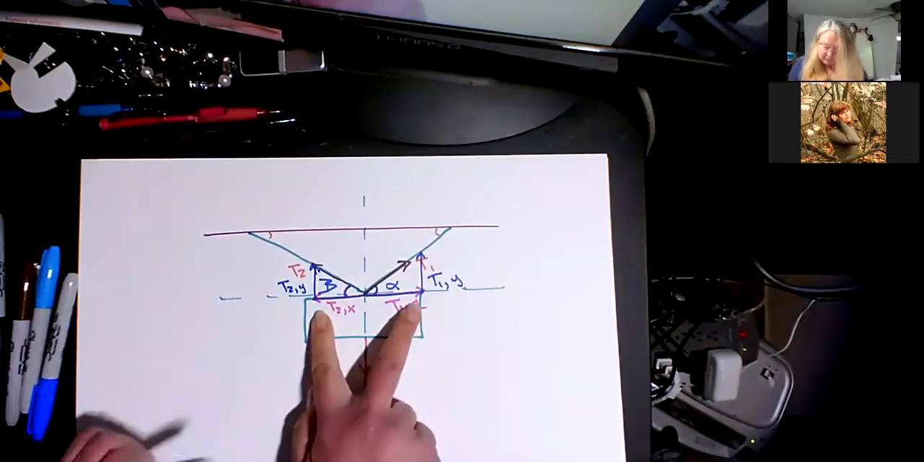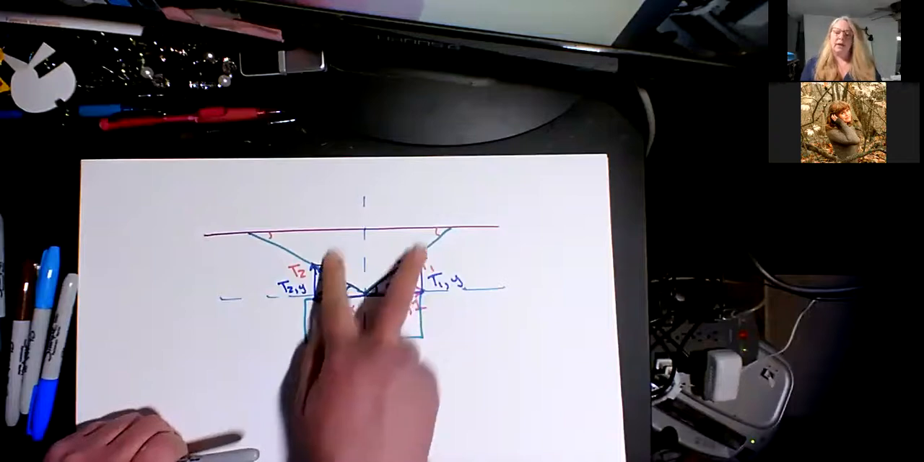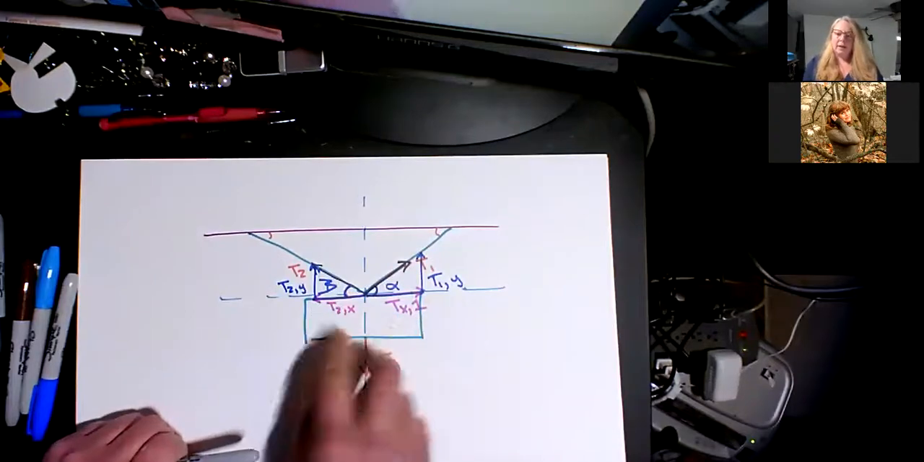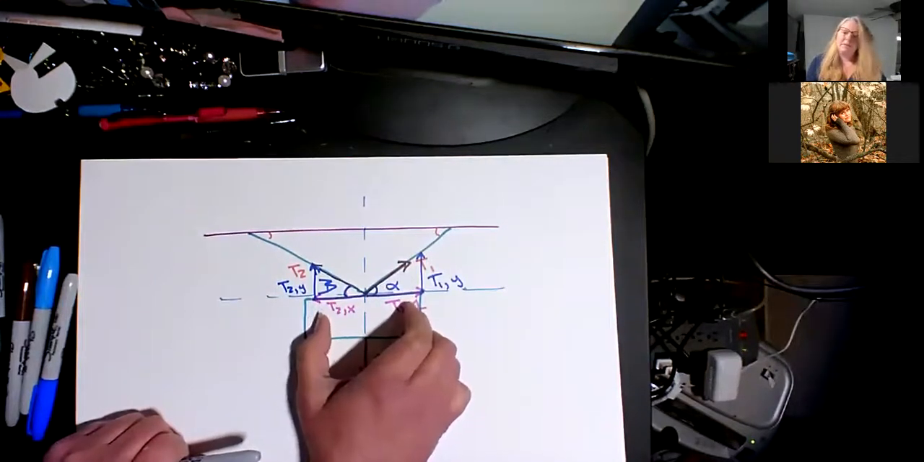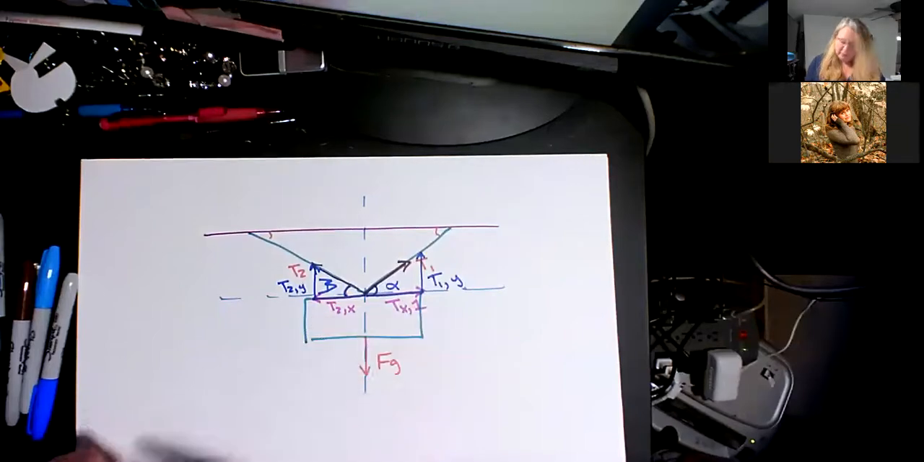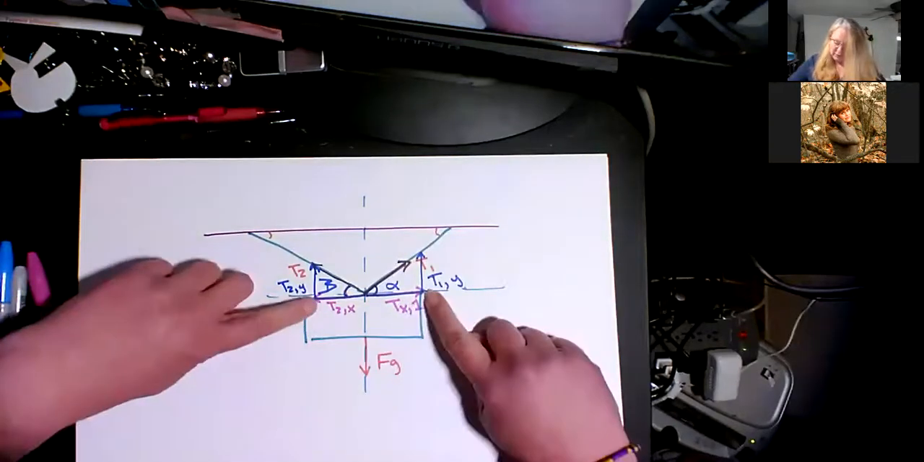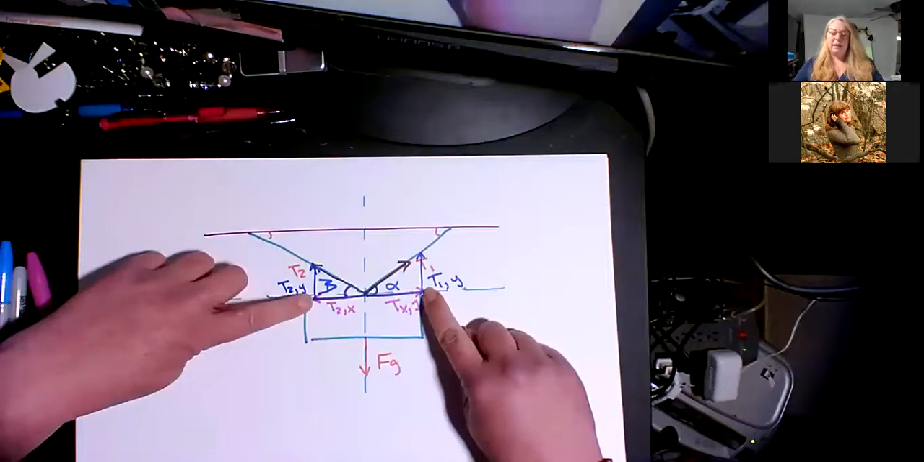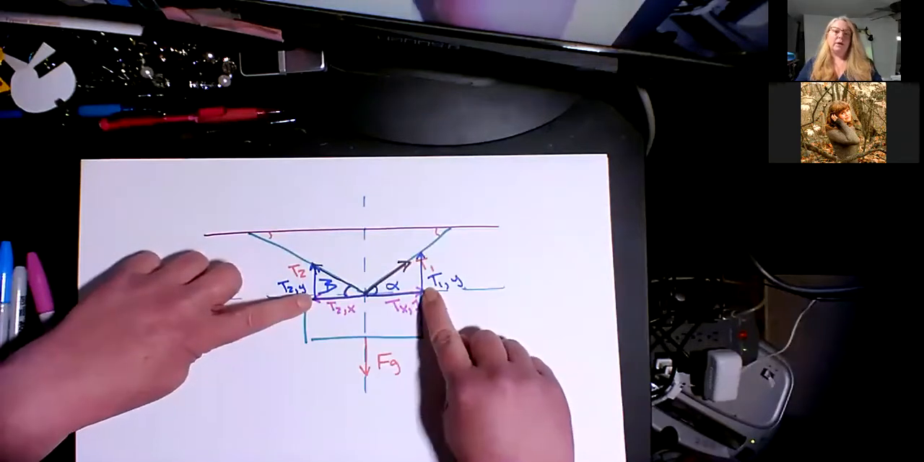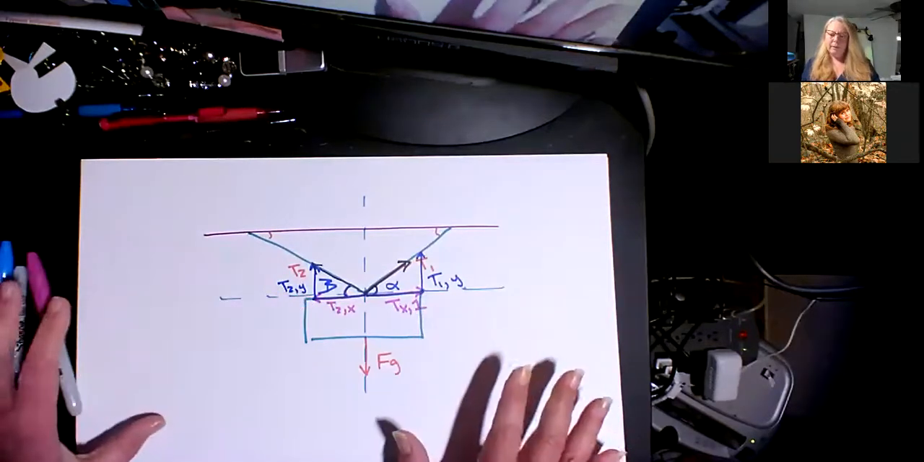What I know from my forces, again, because it's not accelerating up or down or left or right, is that these two components have to be equal and opposite. So these two things are going to cancel out to keep this in equilibrium, not accelerating or moving. Are you good with that?